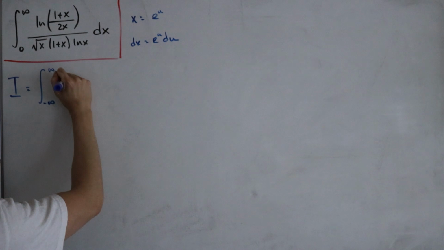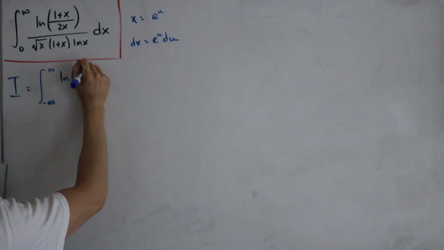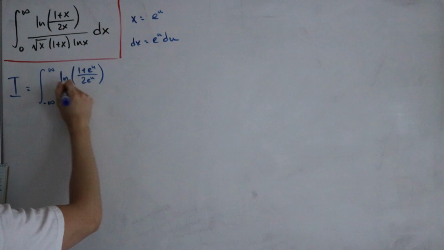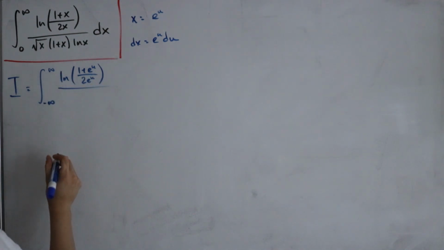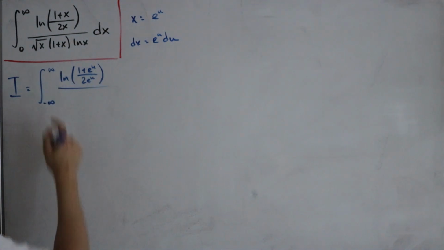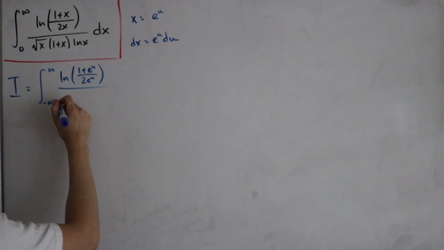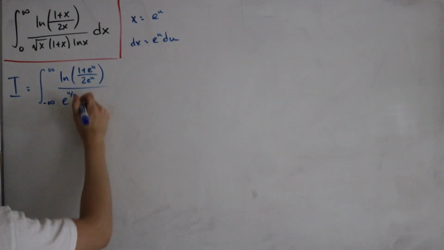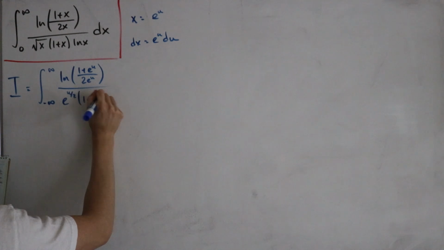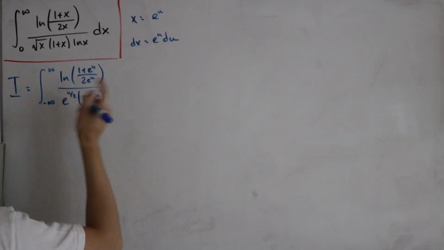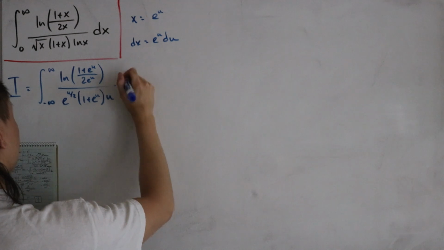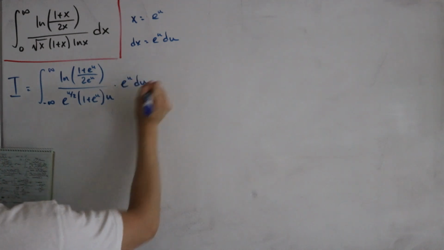Then put this back. So I have the natural log of (1 plus e to the u) divided by 2 times e to the u. All this is divided by, I'll write this in terms of the exponent, e to the power u divided by 2, then multiplied by (1 plus e to the u), and then ln of e to the u. That's just going to be u, and then multiplied by the dx differential, so e to the u du.